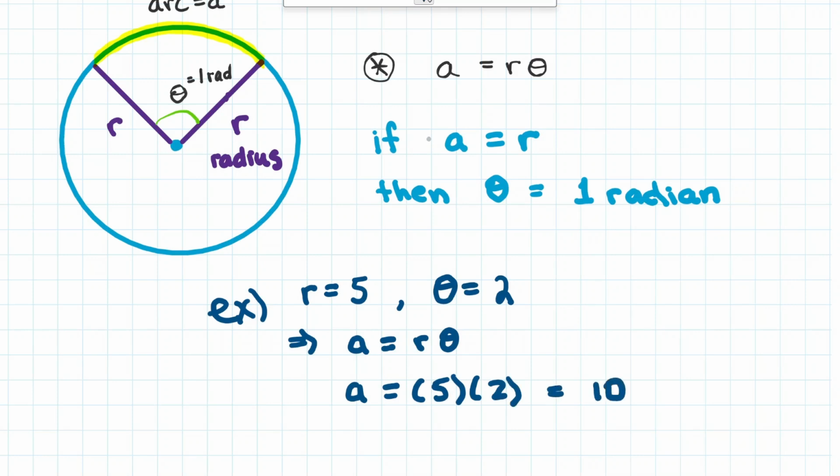So in this case, our A is going to equal 5 times 2, which equals 10. We can see that our radius is not equal to our arc, and in fact our arc is twice the size of our radius, and instead of our angle being 1 radian, it is 2 radians. So we can see that relationship there as well.